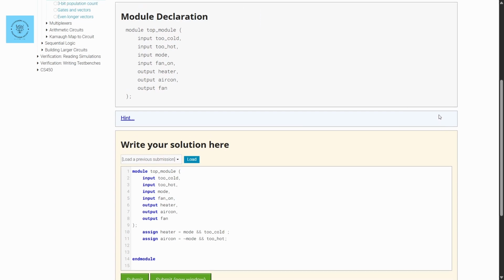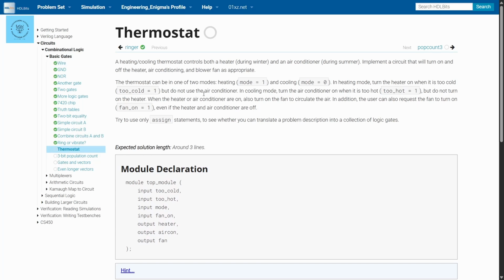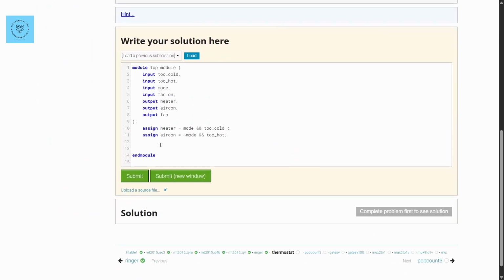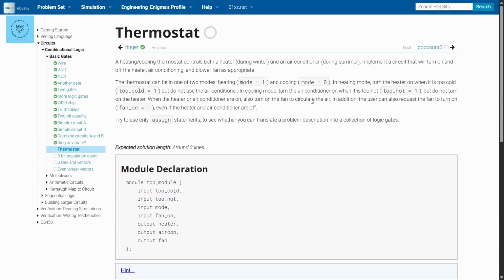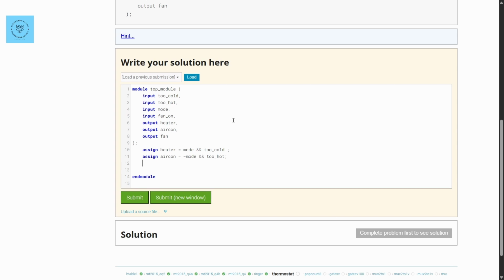So now let's see about the fan on. What they have told us: when the heater or air conditioner are on, also turn on the fan. So when one of these is on, we have to turn the fan on also. Whenever the heater is on, we have to turn on the fan, and whenever the air conditioner is on, we have to turn on the fan. And they have given us another thing, that in addition, the user can also request the fan to turn on even if the heater and air conditioner are off. So whether the heater or the air conditioner, or the user can directly make the fan on.